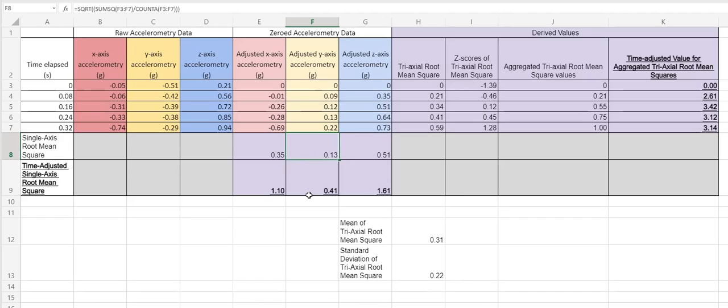The root mean square was then divided by the duration of the trial to obtain time-adjusted single-axis root mean square values. As before, corresponding time-adjusted single-axis root mean square values for each axis in trials with and without the aerosol box were compared using Wilcoxon signed rank tests to assess whether intubations involving an aerosol box led to statistically significant differences in hand accelerometry in individual axes, as depicted in Table 4 of the manuscript.